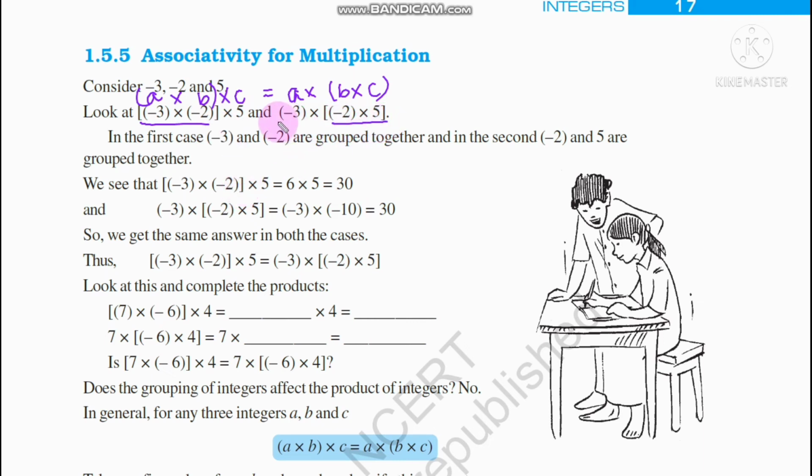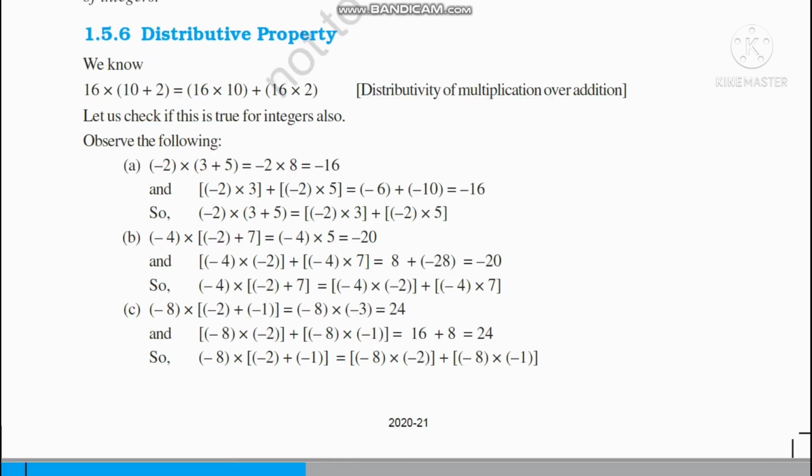So in both the cases we are getting the similar answer. Then we can say that (A into B) into C is equal to A into (B into C). So for any 3 integers A, B and C, (A into B) into C is equal to A into (B into C). So this is the associative property for multiplication.